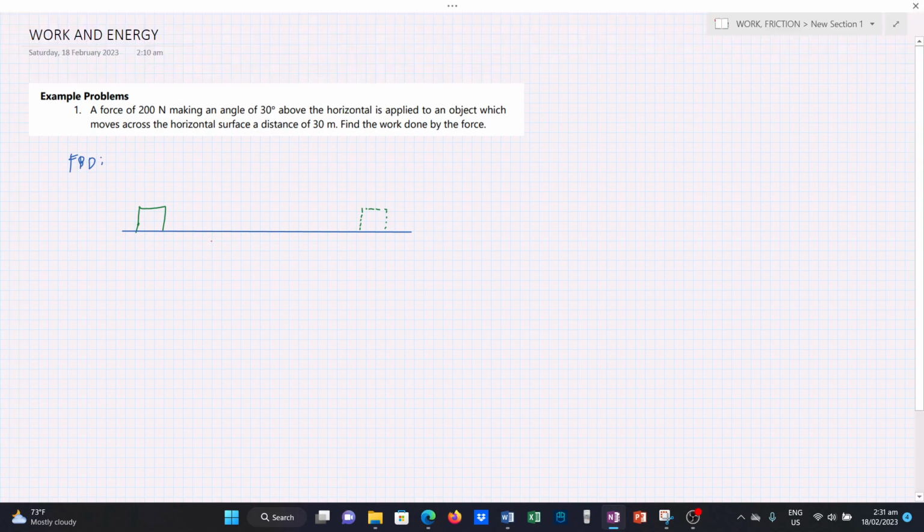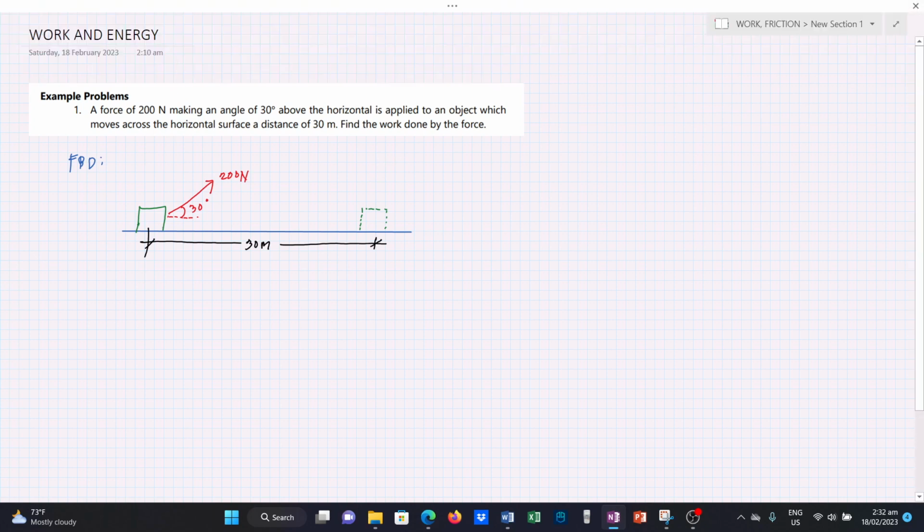So, let's say, ito ang force natin. Meron tayong force na 200 newtons. Tapos, syempre, itong horizontal natin, merong angle yan. This is a 30 degree angle. Okay? Tapos, from this point up to this point, ang distance niya is 30 meters. Ngayon, pinapahanap sa atin, find the work done by the force.